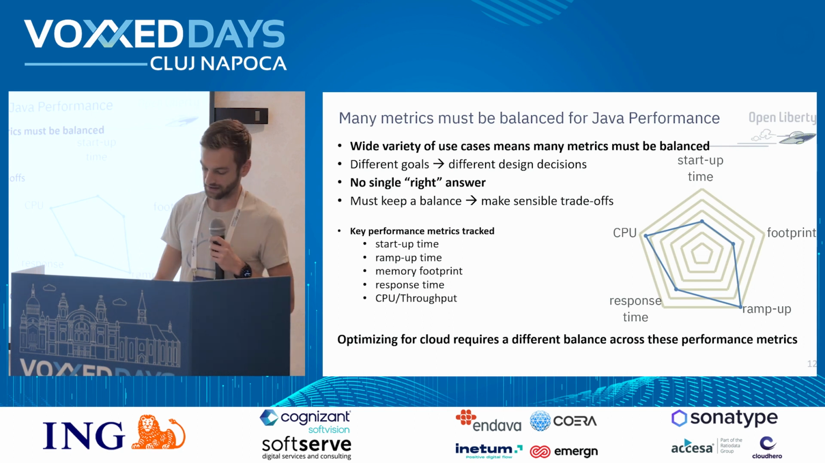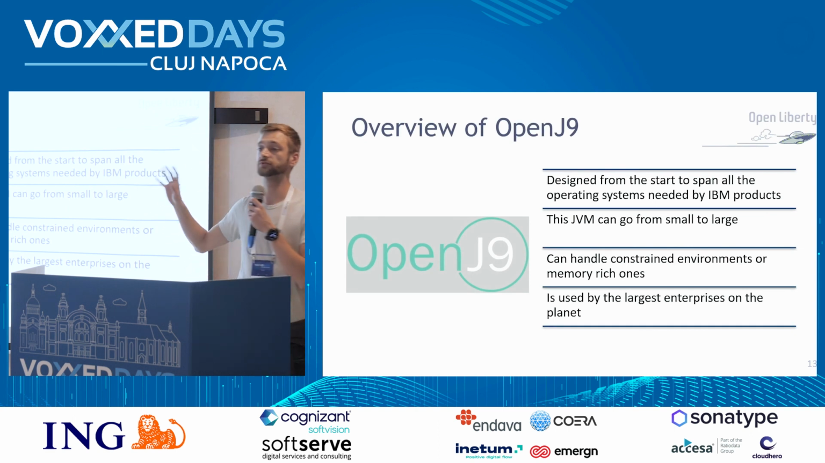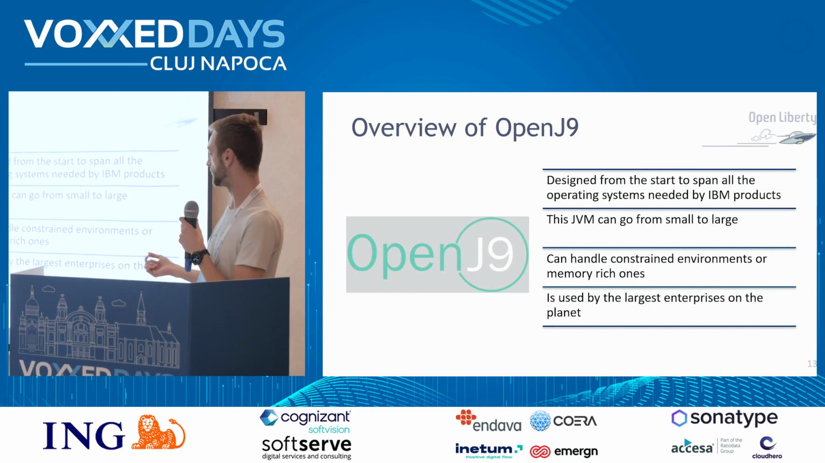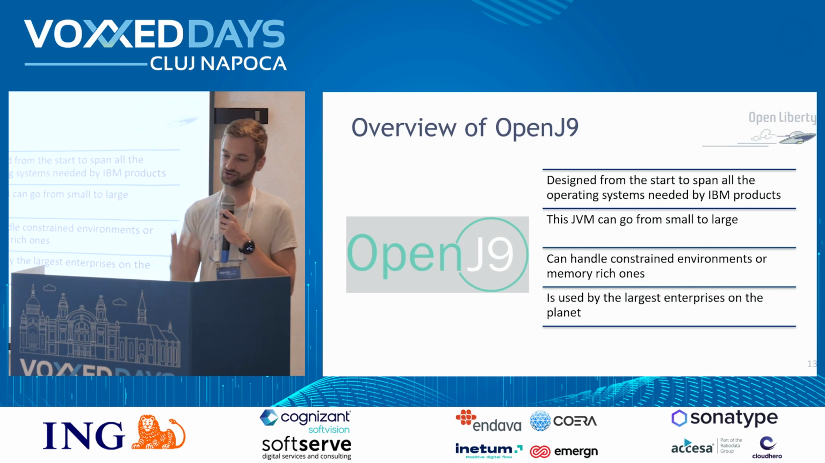Now, there are lots of different JVMs out there. OpenJ9 is the one I'm very briefly going to talk about. This was IBM's JVM. We open sourced this about 5 years ago, a week ago actually. And so it's a really great JVM because it can handle very constrained environments and very big ones very efficiently.